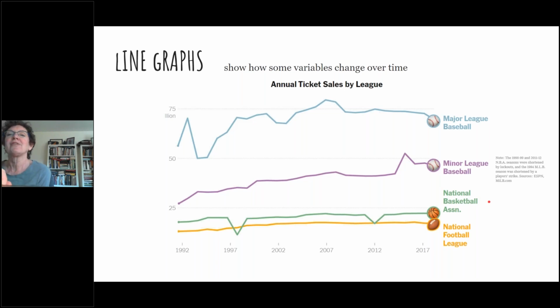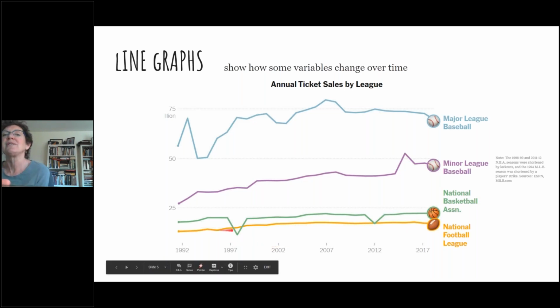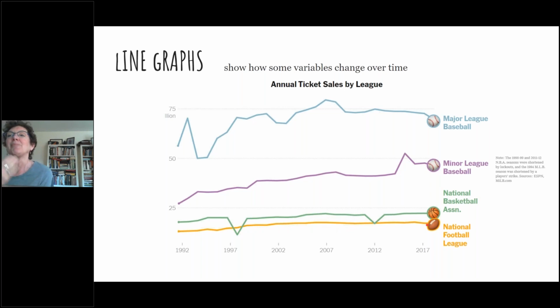So far, the National Football League, although it's sold the fewest tickets and hasn't really grown, has not had a player strike or a lockout. And we don't know what's going to happen with the pandemic, if we'll still be shut down in the fall or not. That would be something to watch.